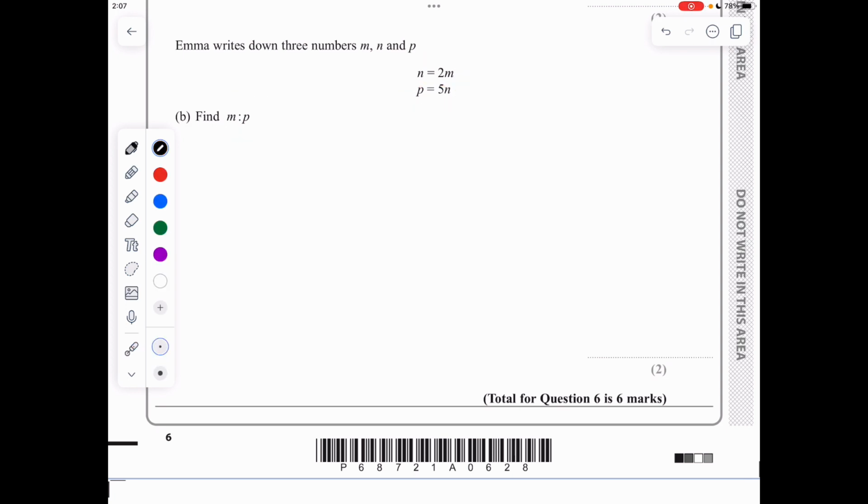So we could simply start off by saying that N over 2 is equal to M, and therefore the ratio of M to P will be N over 2 to 5N. We notice that N is common, so this cancels out, which gives a half to 5. I could multiply everything by 2, leading to 1 to 10.